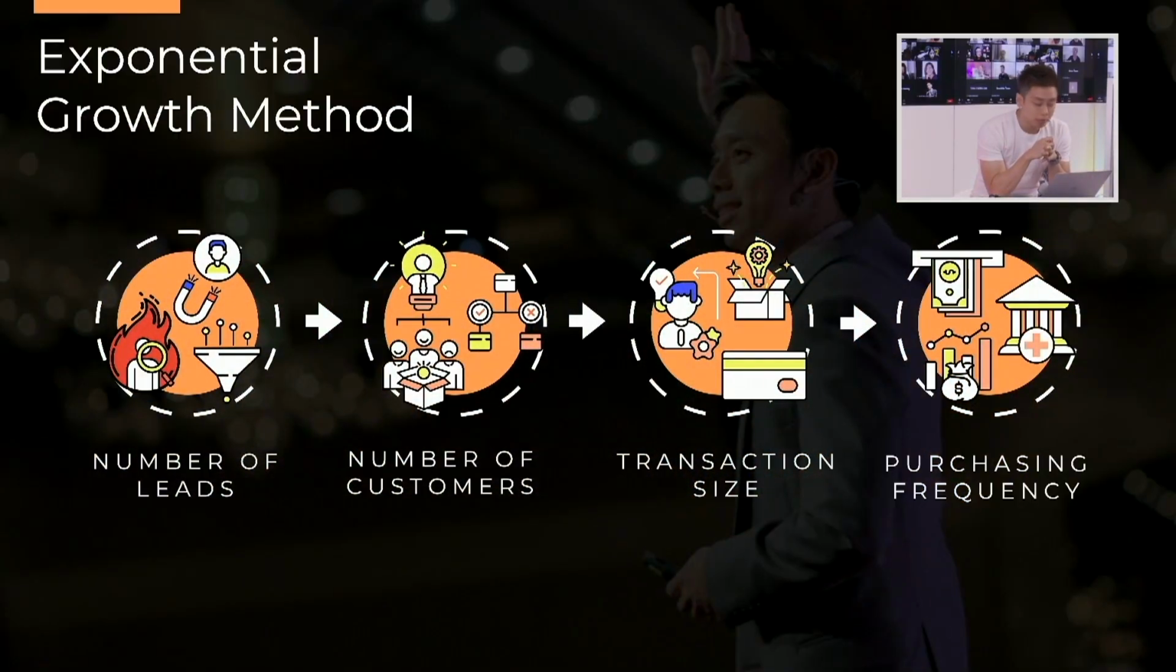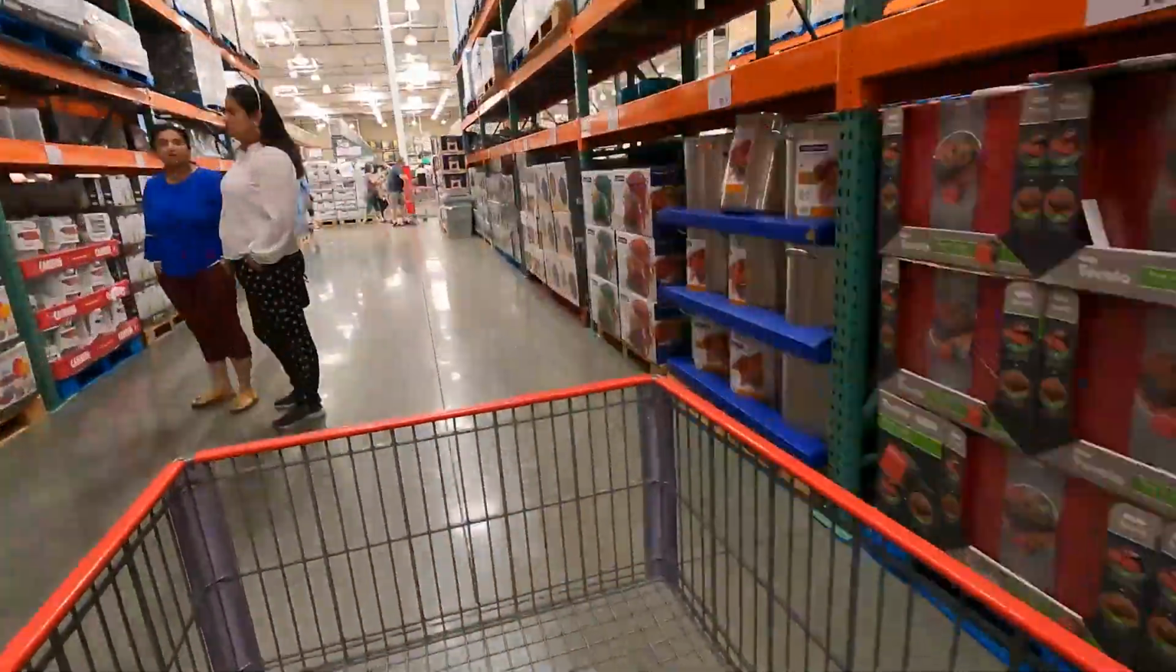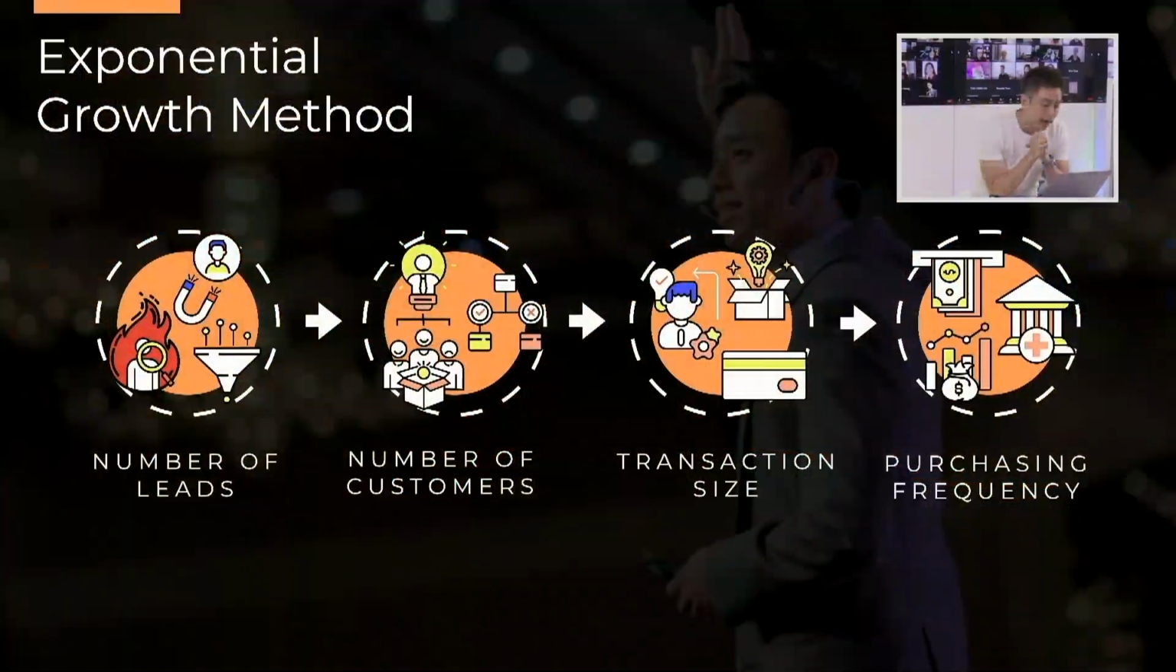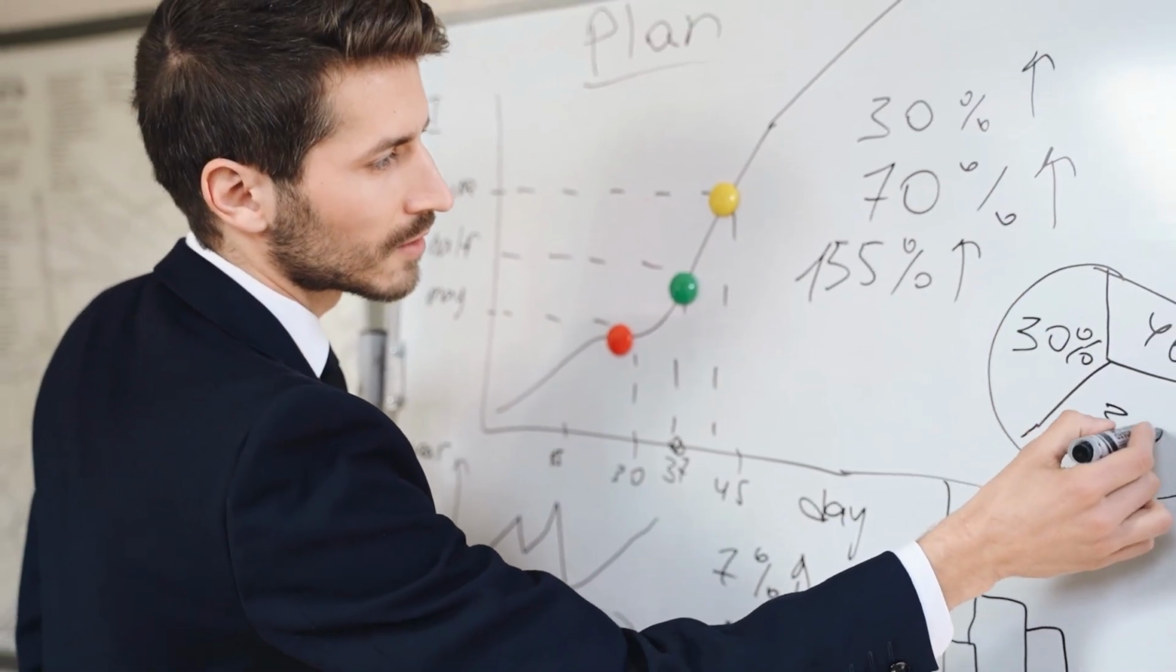We could double the transaction size of how much our customers are ordering. Or finally, we could increase the frequency of how often our existing customers come back. And if we can double any of these pillars, that's how we can double our business. And collectively, if we can double every single pillar, that's how we can achieve exponential growth and 16x our business.